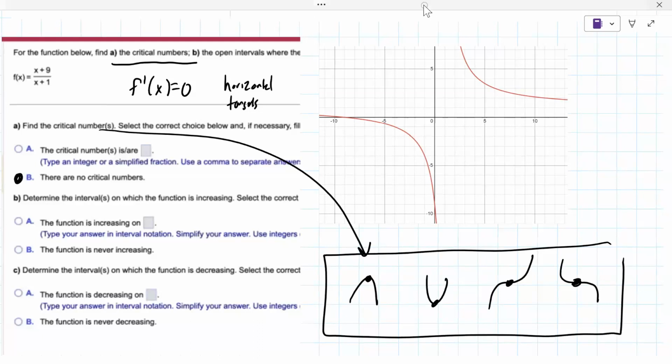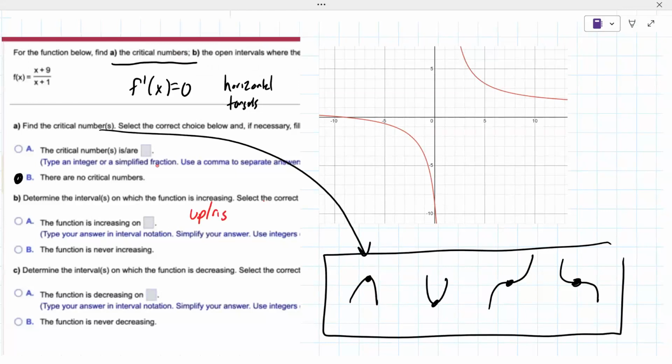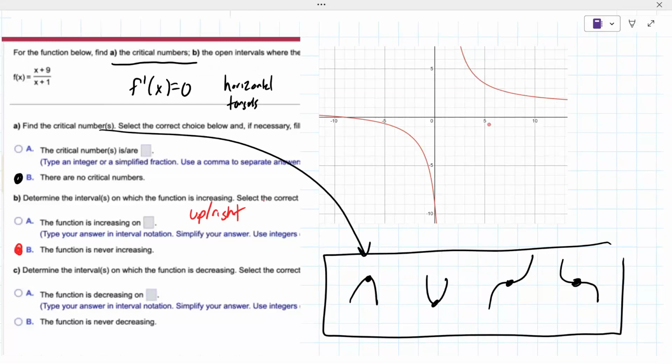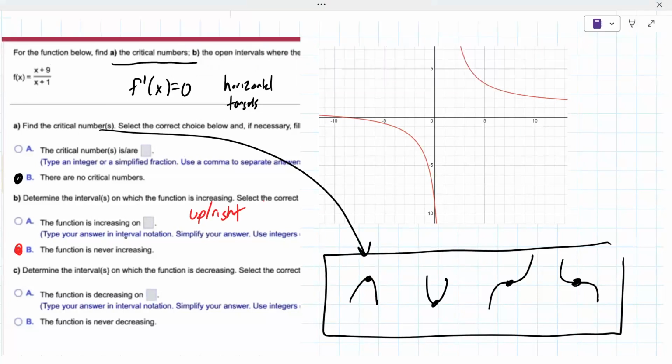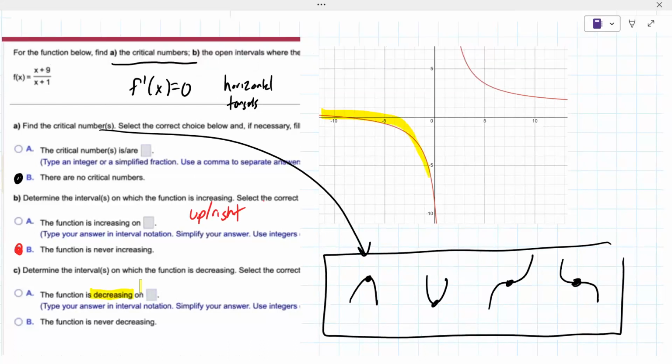Now, is the graph increasing? Is it going up and to the right anywhere? If you trace the curve from left to right, is this going up and to the right? No. And you get over here, down to the right. No. So it's never increasing, but it is decreasing. It's decreasing everywhere that it's defined. This is decreasing and this is decreasing.